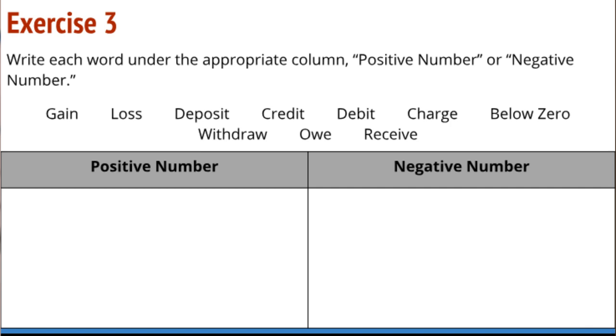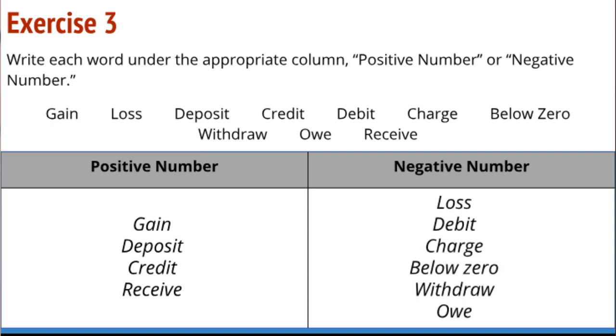All right, so another quick vocab thought process here. Where would you put each of these numbers? Pause and put them in place. Would they be a positive number or a negative number in common usage? And the positive numbers would be gains, deposits, credits, receive. The negative numbers in common usage would be loss, debit, charge, below 0, withdraw, and owe.